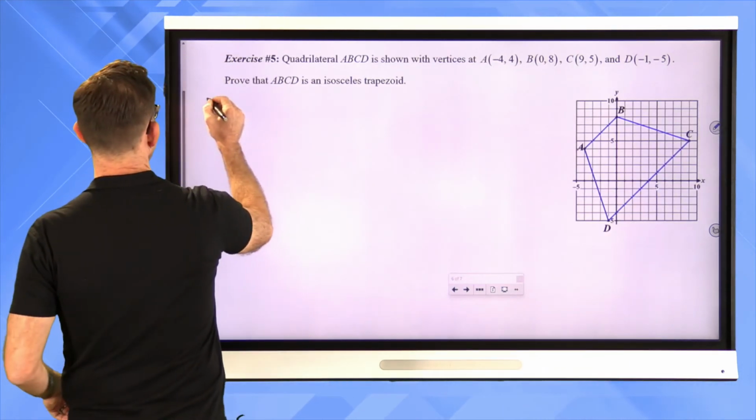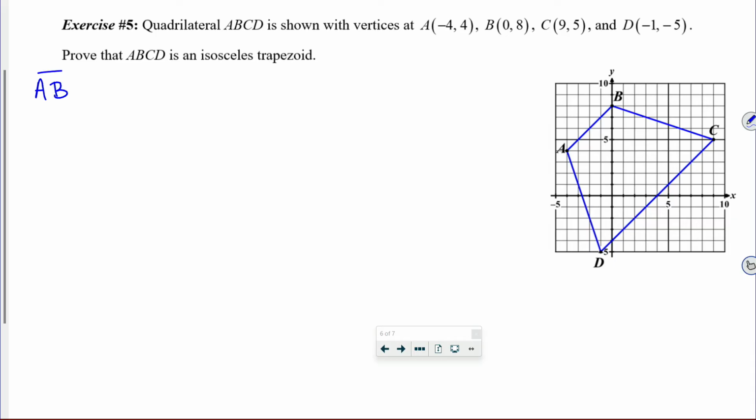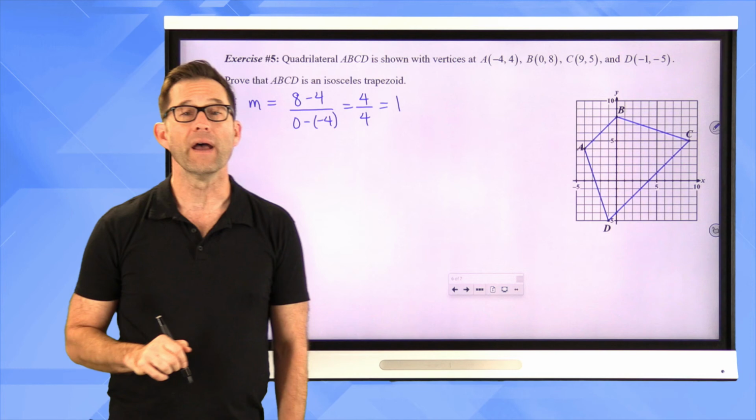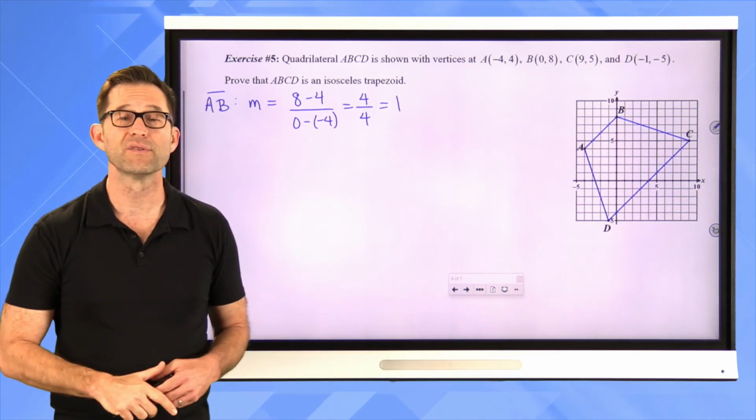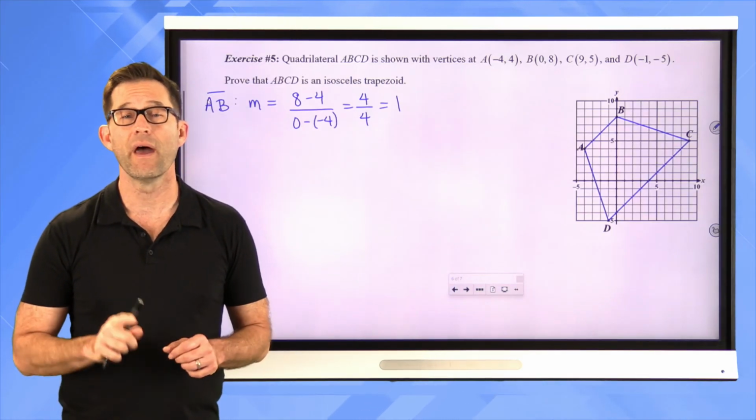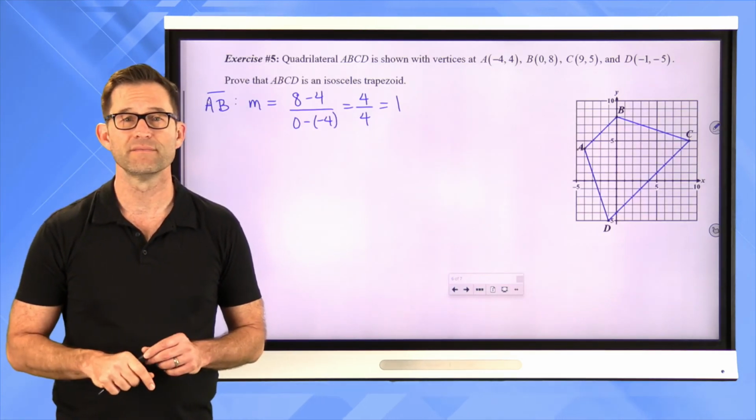Let's start off together and calculate the slope of AB. And then I'll have you calculate some slopes on your own. So for AB, our slope is going to be 8 minus 4, all divided by 0 minus -4. That's going to be 4 divided by 4. And that's nice. I like a slope of 1. All right, so I've got my slope of AB. I'd like you to now calculate the slopes of BC, CD, and DA. Go ahead and do that.